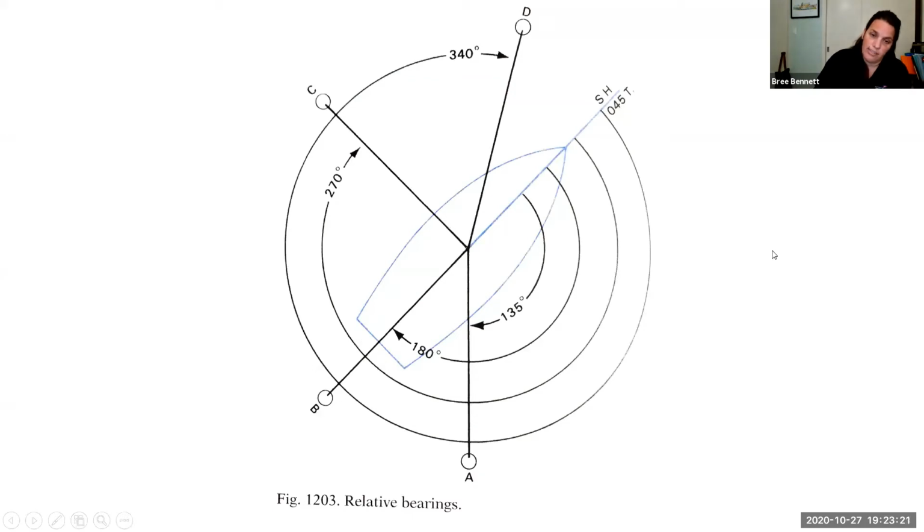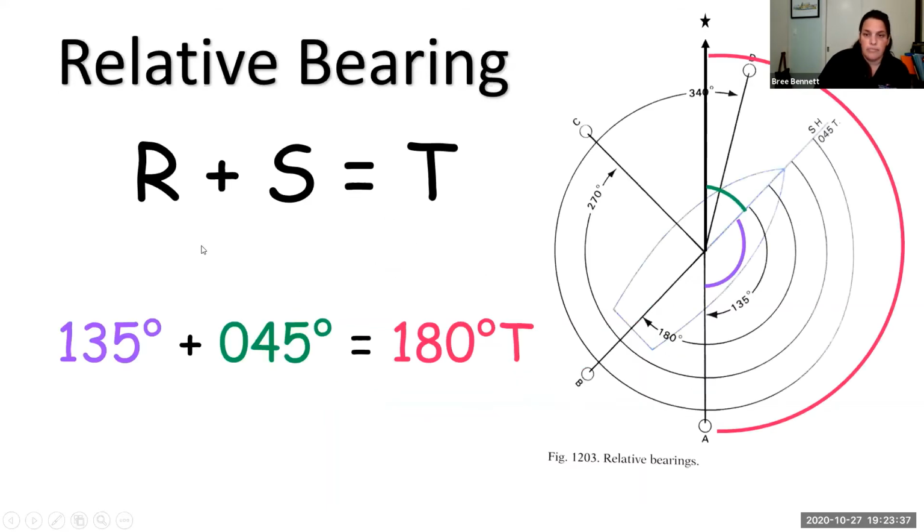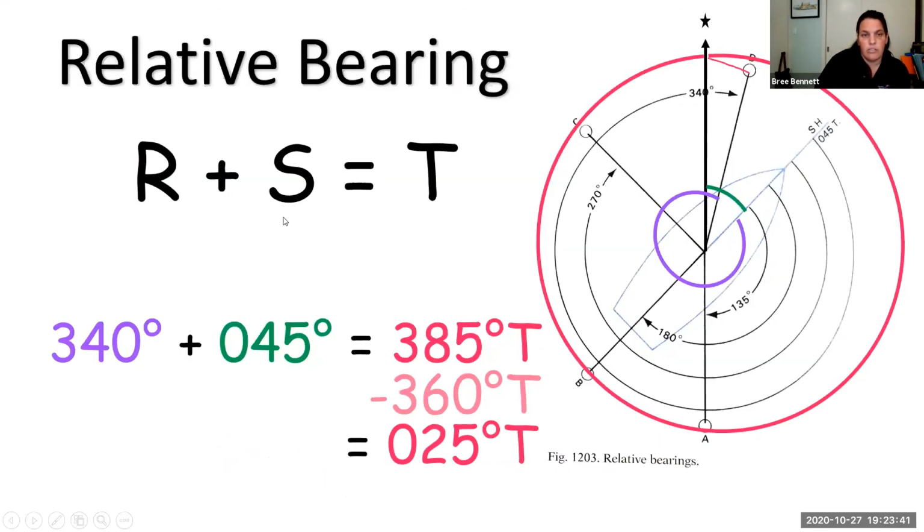These are some more examples if you want to do some math. My little formula for it is R plus S equals T. Your relative bearing plus your ship's heading equals your true bearing. Okay, I don't think I have to go too much into this. That was a tangent.